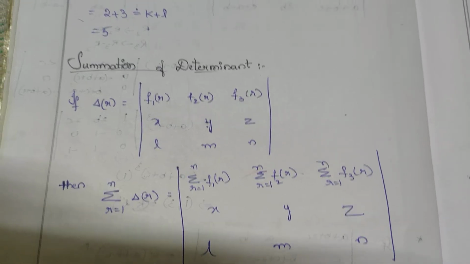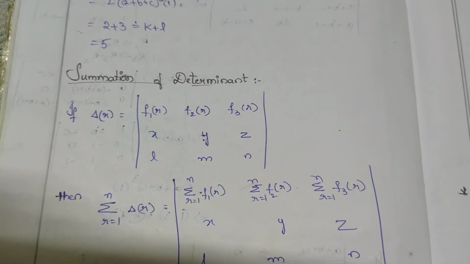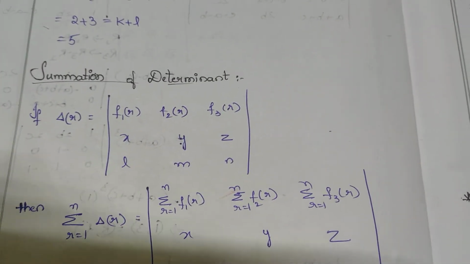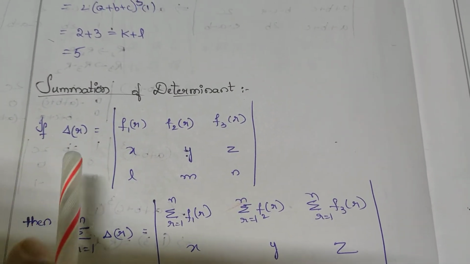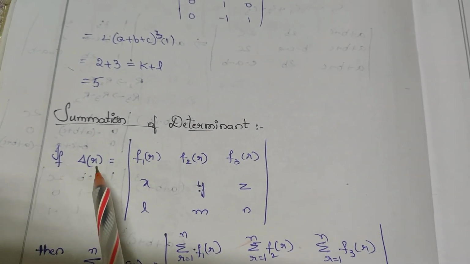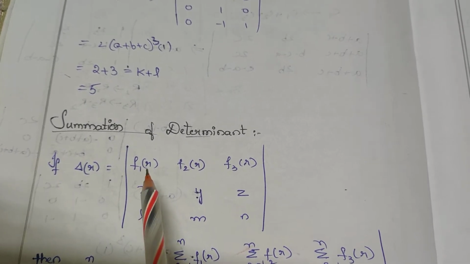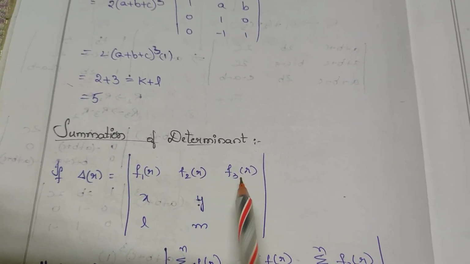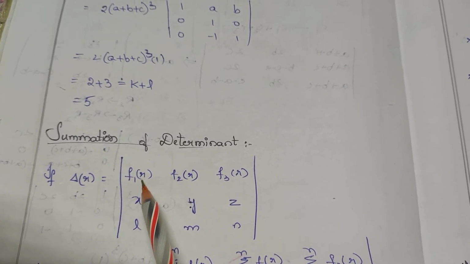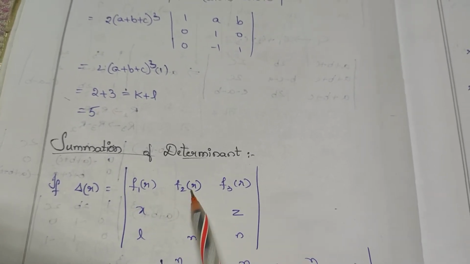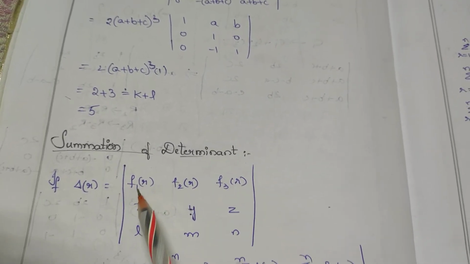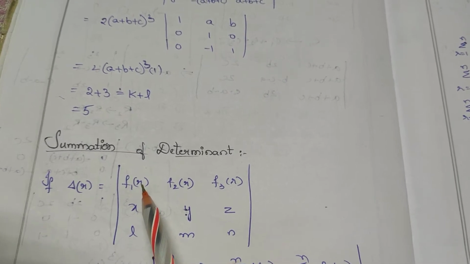Determinants. Our next concept is summation of determinants. If the determinant is denoted by delta of r, equal to f1 of r, f2 of r, f3 of r, this means this entry is in terms of r, this entry is also in terms of r, and this entry also. Each is a function in terms of r.